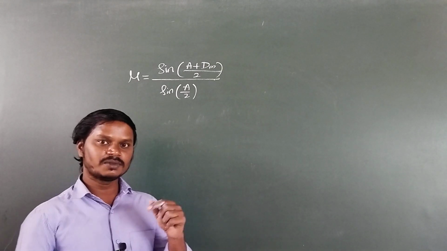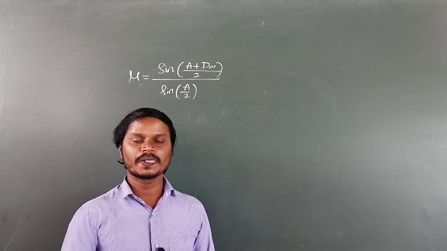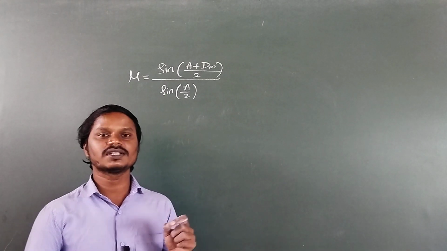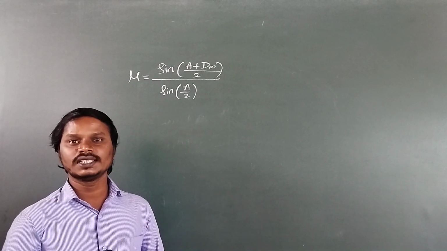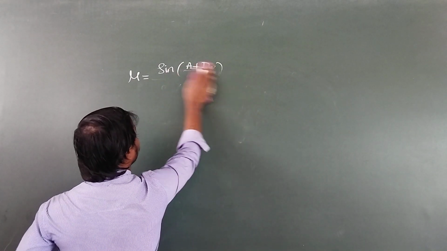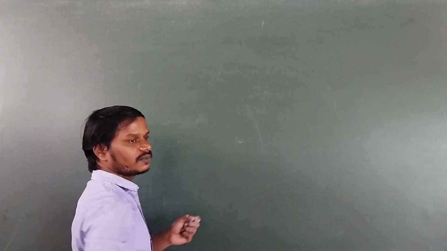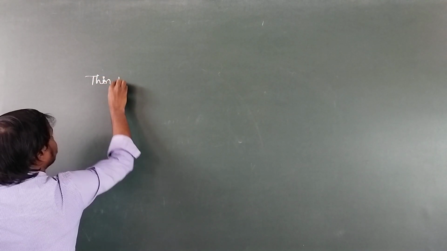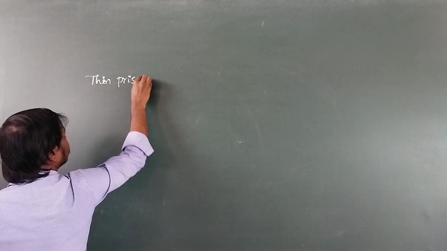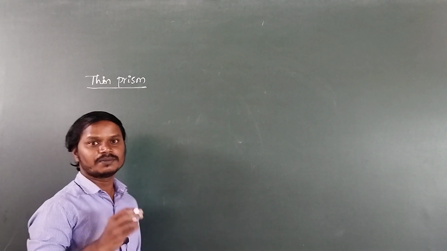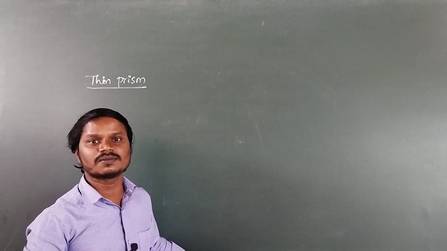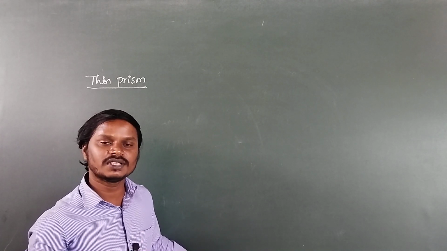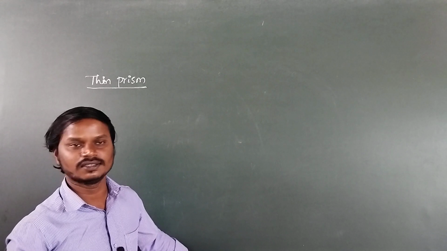So what is the difference between an equilateral prism and a thin prism? An equilateral prism has the angle of the prism of 60 degrees, but a thin prism has the angle of the prism of about 10 degrees. Means the angle of the prism for a thin prism is small. What is a thin prism? It is a prism whose angle of the prism is small, about 10 degrees. But an equilateral prism has the angle of the prism of how much? That is 60 degrees.